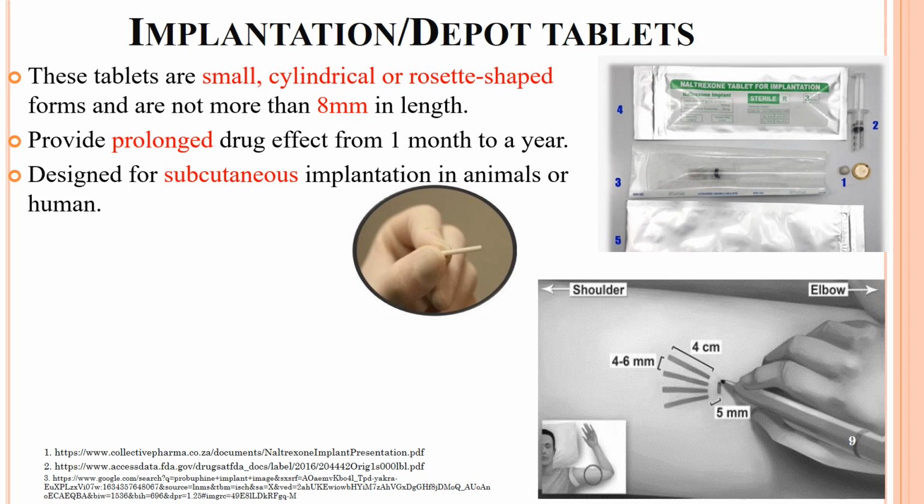See, this is the pack of an implantation. This 4 and 5 is the sterile package of the implant. The first one, the one numbered, is the implantation tablet, and the second one is a device with the help of which we are going to implant the tablet into the area.